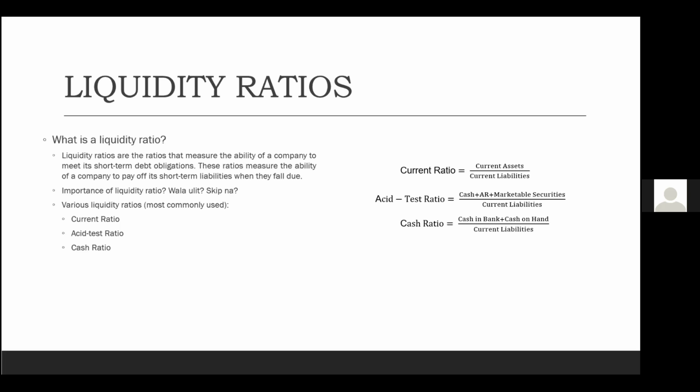The formula of the cash ratio varies, there are different approaches to it, but the most common formula is cash and cash equivalents over current liabilities. This tests if the company has enough cash and cash equivalents to cover the company's current liabilities.